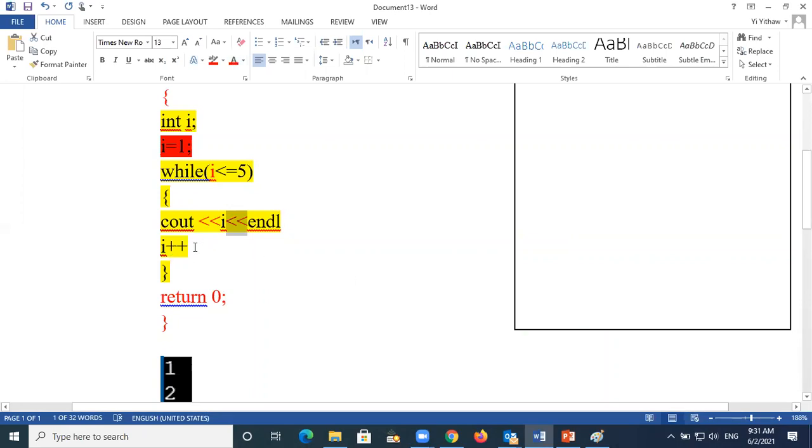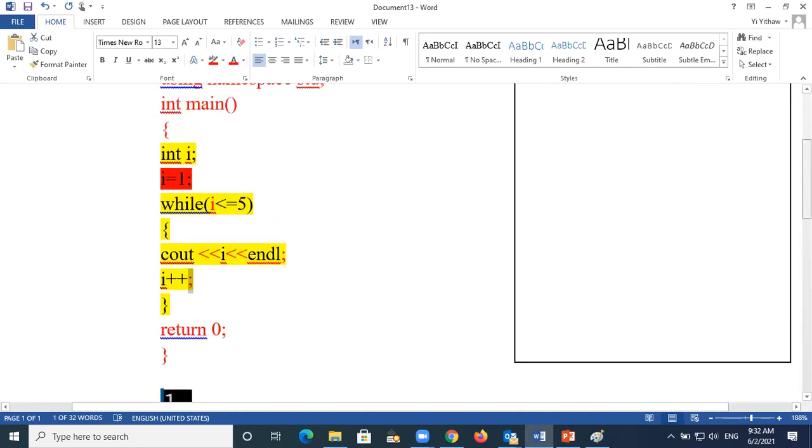And here, I plus plus. Here is also another thing: you have to put the semicolon at the end of every statement. And another one is also here, I plus plus, you have to put the semicolon here. So these are the small things. And then return 0. So these are the things, finished already.